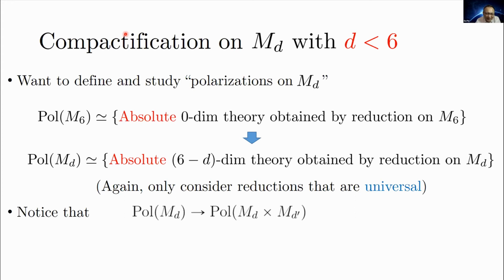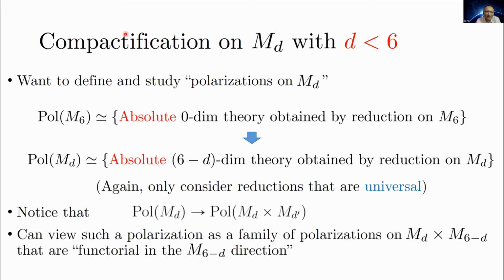Notice that compactification of absolute theories is unique. So one will have a map from polarizations on D-manifolds to polarizations on a D-manifold times another manifold. Using this, you can view a polarization on a D-manifold as a family of usual polarizations on manifolds of the type M_D times M_{6-D}. And this family is supposed to be functorial in the M_{6-D} direction. I will comment on what that exactly means later.